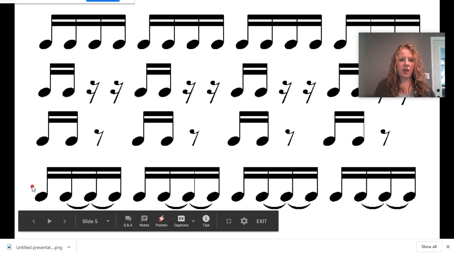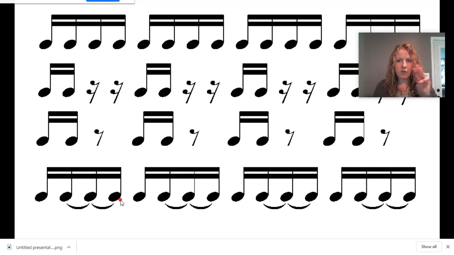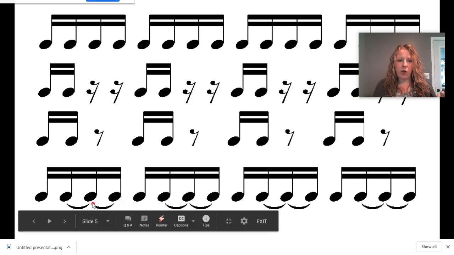Now let's try this. How many 16th notes are tied together? Hold it up on your fingers or say it out loud. How many 16th notes are tied together? If you said 3, you'd be correct. And now, anything more than 1 16th note, we say T, correct?